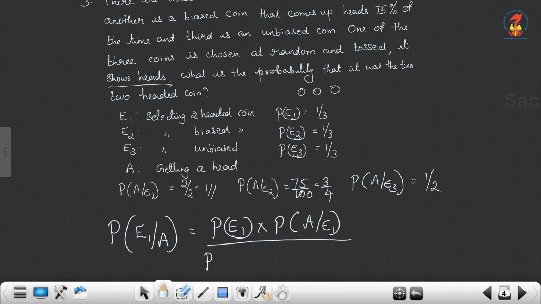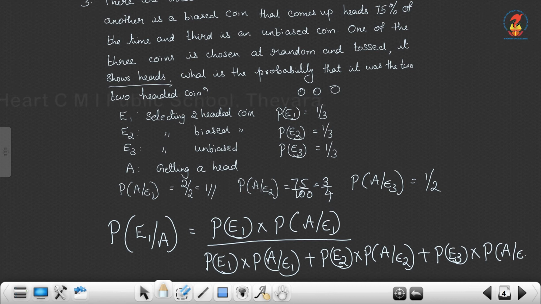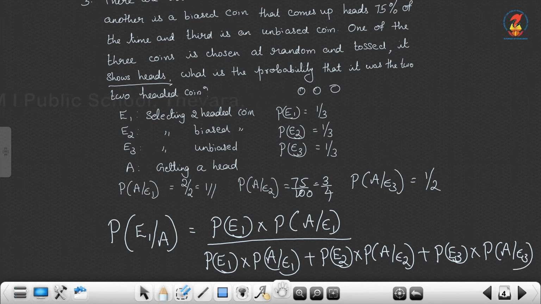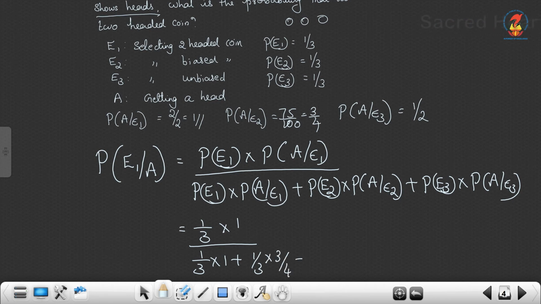by denominator there are 3 terms. Sum of 3 terms, P of A given E1 plus P of E2 into P of A given E2 plus P of E3 into P of A given E3. Substitute the values. P of E1 is 1 by 3 into 1, plus 1 by 3 into 3 by 4 plus 1 by 3 into 1 by 2.